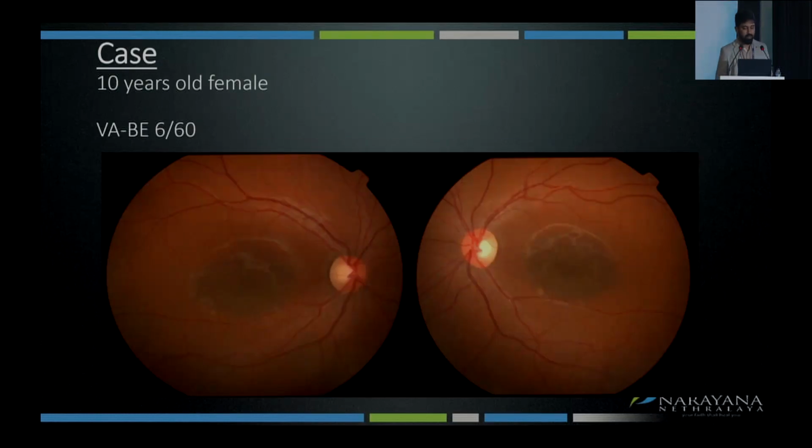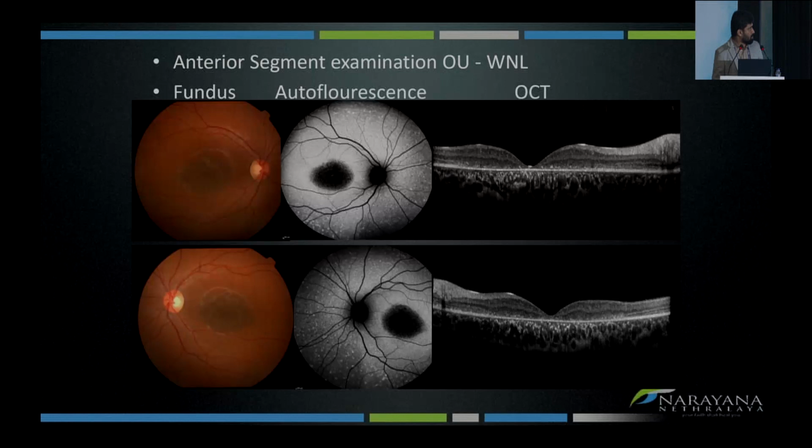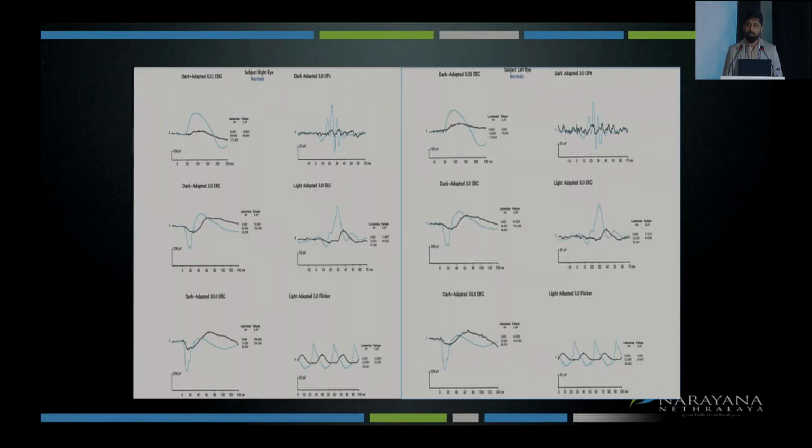This was a 10-year-old female. If you can see the fundus photo, I don't know whether you can appreciate it in this color photo, there is a macular atrophy. This patient was born out of a consanguineous marriage. And if you look at the autofluorescence, the atrophy is better seen, and there is a corresponding outer retinal atrophy on the OCT. So this is a case of macular atrophy with multiple flecks. It's a case of Stargardt disease. Okay, fine. So let's see, we'll do the ERG on this patient.